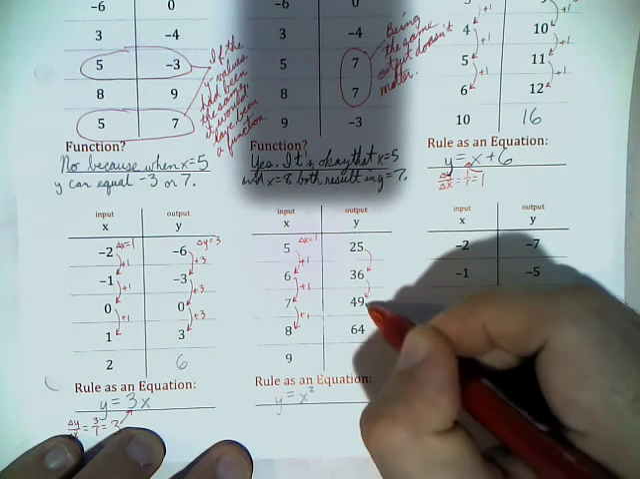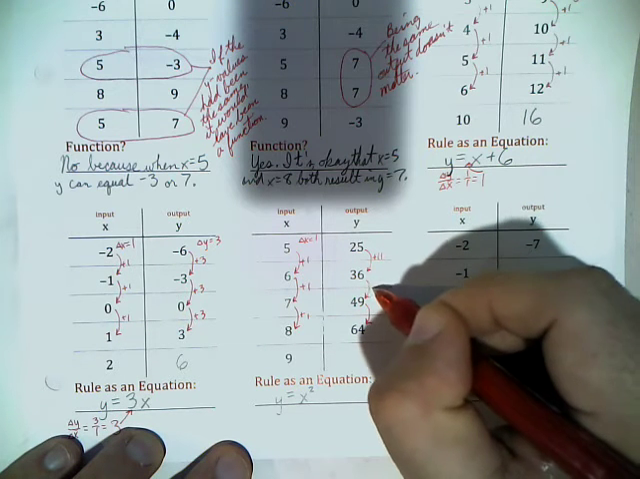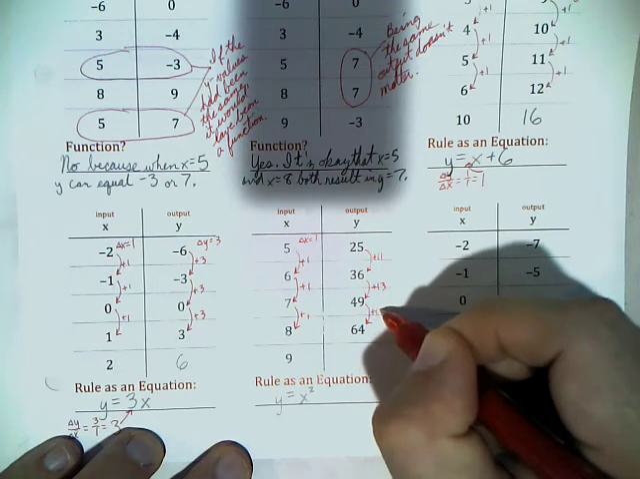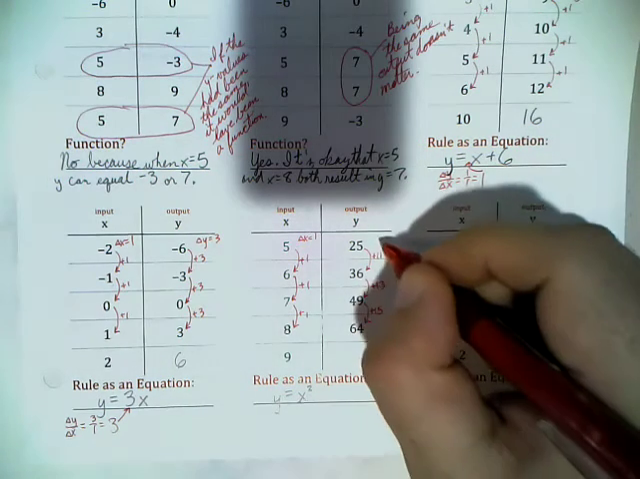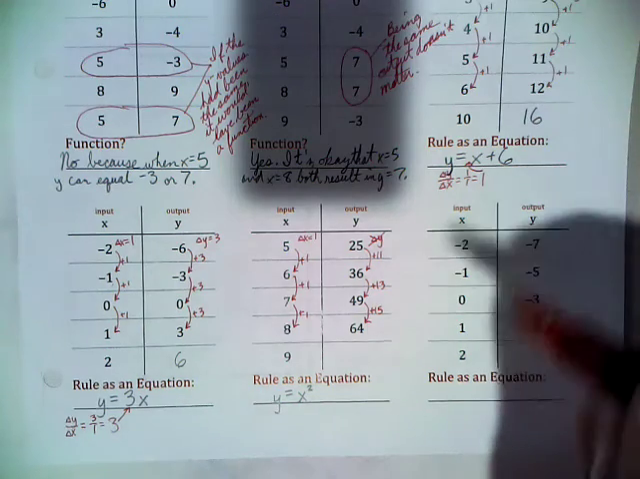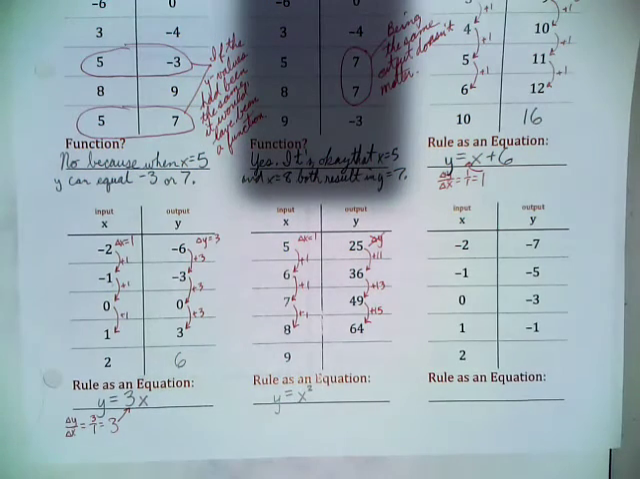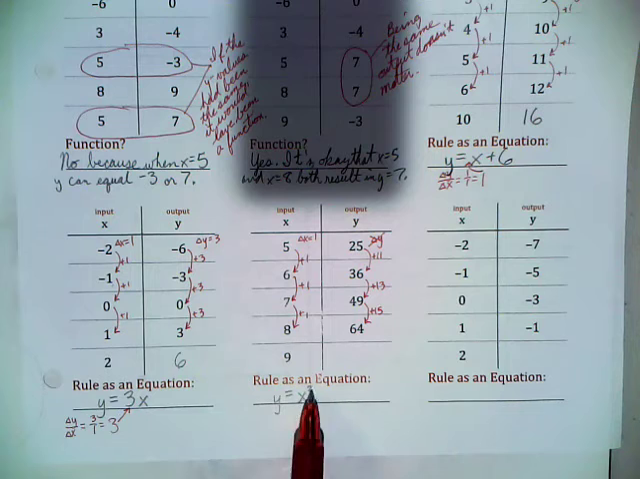My delta y's, though, 25 to 36 is going up 11. 36 to 49 is going up 13. And 49 to 64 is going up 15. And so here we do not have a constant delta y. Delta y is changing, it's just not a single number. So because of that, our equation's not going to be as simple as this right here or that right there. And we see that because there's a square in it. That square is more complicated than just multiplying or adding.